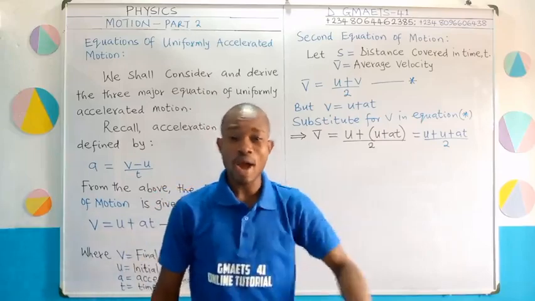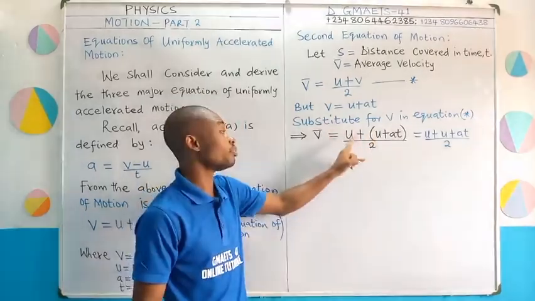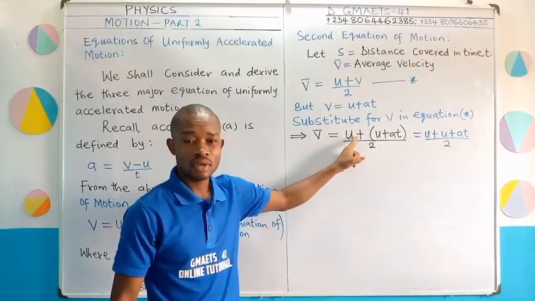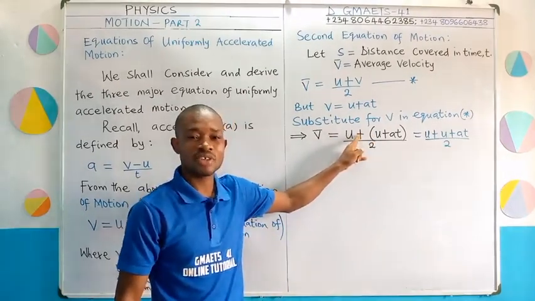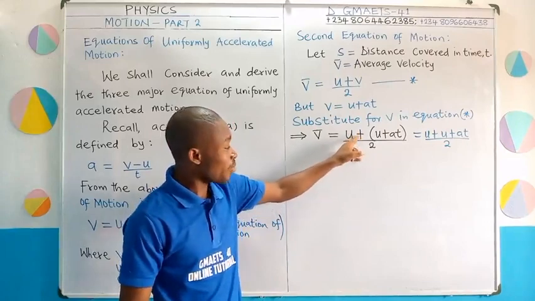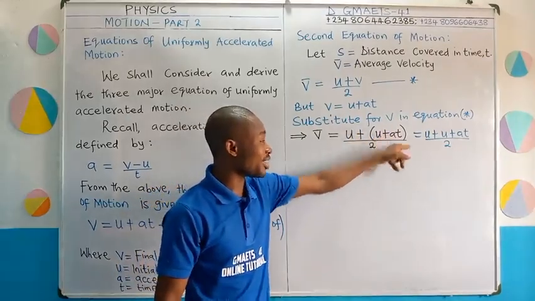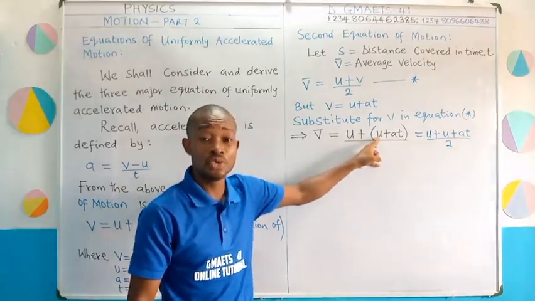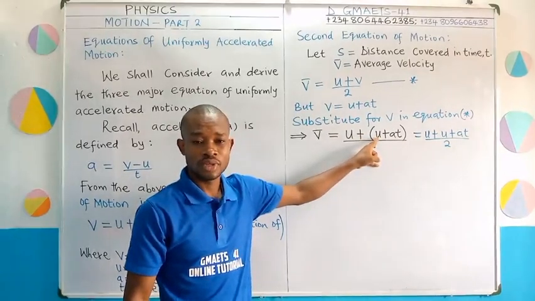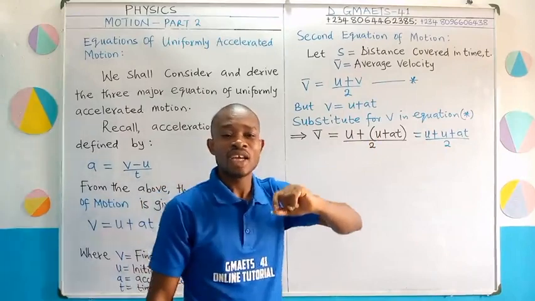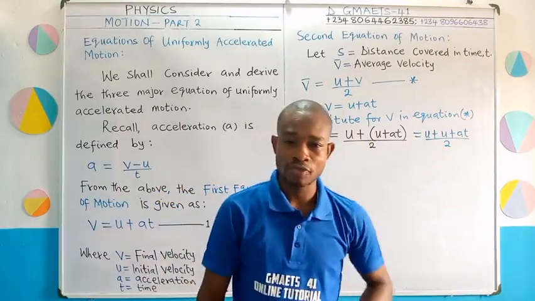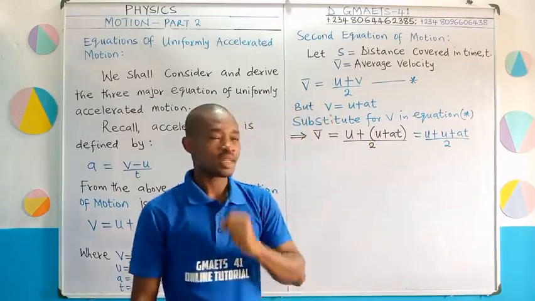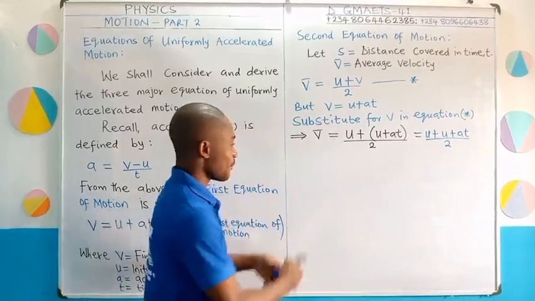Some persons may go ahead not putting this in bracket. Well, because this is plus, you'll be safe. But if this were to be a minus sign, you'll get into trouble. Because if it is minus and you don't enclose u plus at in brackets, the mathematical interpretation of that is that the minus is affecting only this u, which is not true. Are you following? That has actually created a lot of trouble for some students. So please, let's remember to always do the right thing.